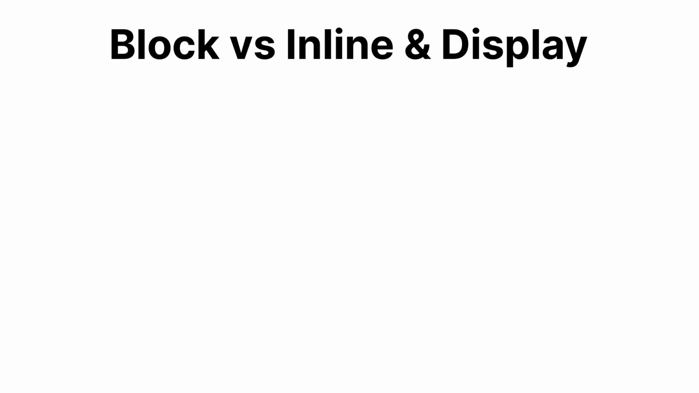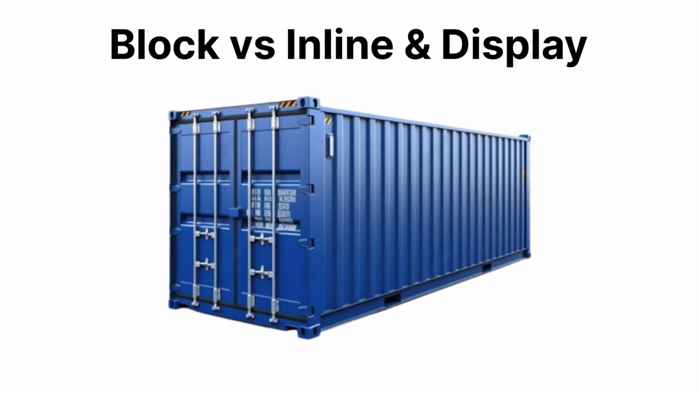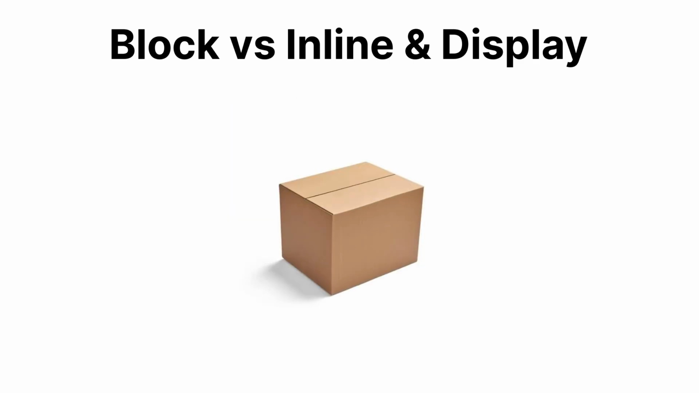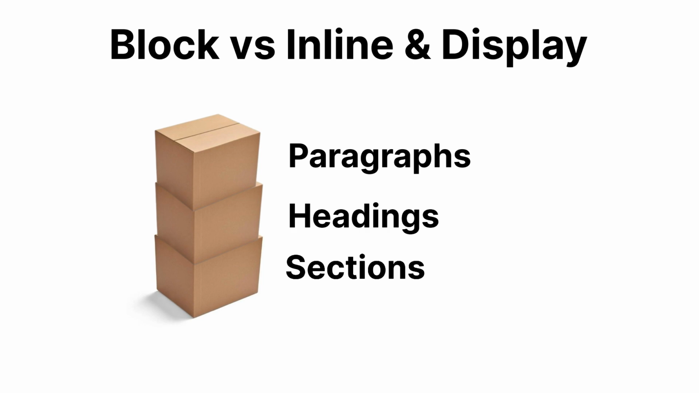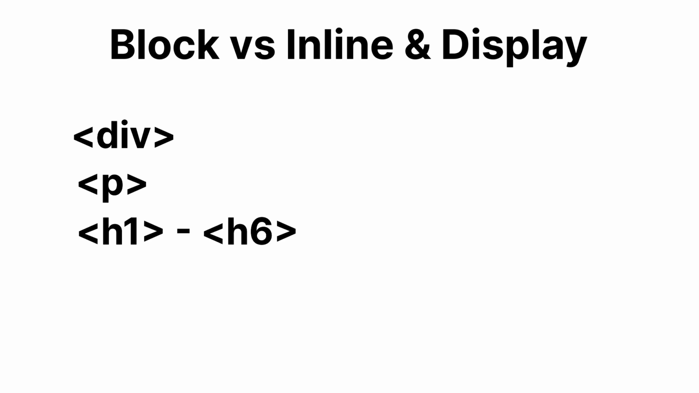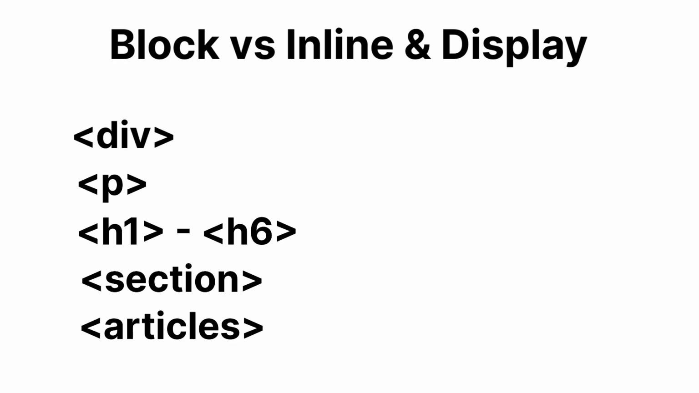One of the first layout concepts you need to understand in HTML is the difference between block level elements and inline elements. Block level elements are like big containers. They always start on a new line and they automatically stretch to take up the entire width available, even if the content inside is small. Imagine them as big boxes stacked on top of each other vertically, like paragraphs, headings, or sections of a page. Common examples are div tag, p tag, h1 tag to h6, section, and article. They each start on a different line.